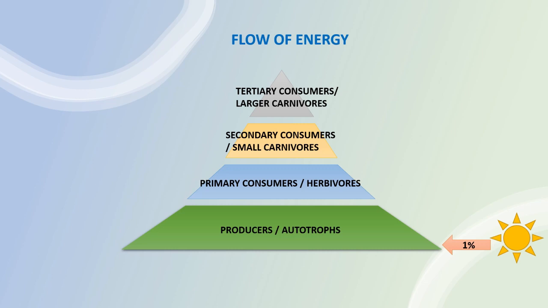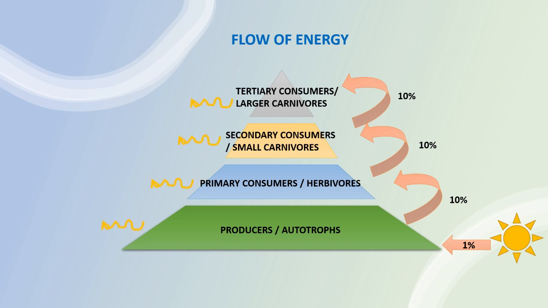And when these producers are eaten by the primary consumer, some energy is lost and they capture only 10% of the energy from the producers. Similarly, when the primary consumers are eaten by the secondary consumers, 10% of the energy is transferred from primary to secondary consumers. And in the same way, when the secondary consumers are eaten by the tertiary consumers, 10% of the energy is transferred from secondary consumers to the tertiary consumers.